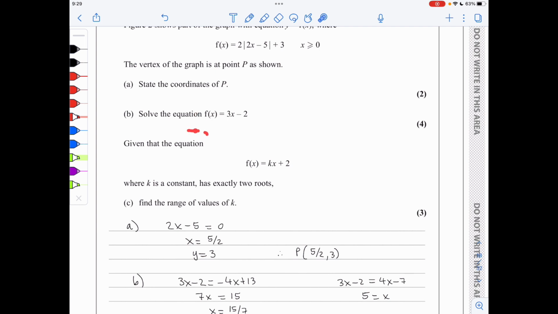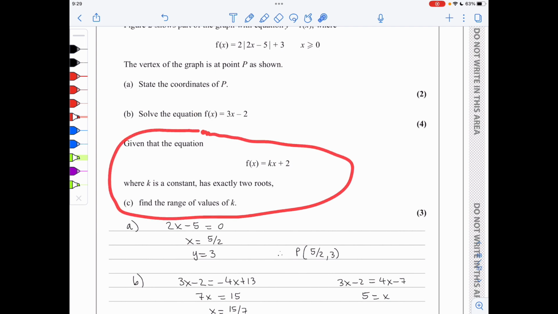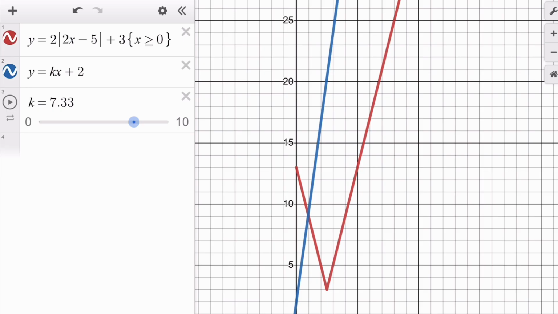And the last part C, given that the equation f of x is kx plus 2, where k is a constant, has exactly 2 roots, find the range of values of k. I will try to show you on an animated graph exactly what's happening here. So this is the graph here. In red, we've got f of x, the modulus graph, and in blue, we've got the straight line y is kx plus 2.